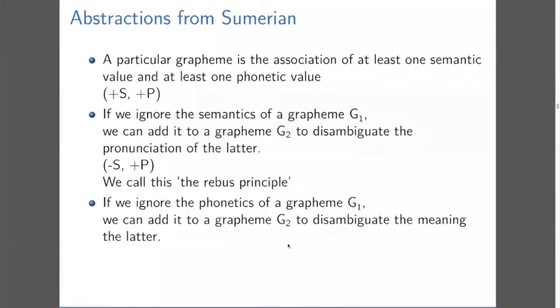And then on the other hand, if we ignore the phonetics of grapheme G1, we can add it to a grapheme G2 to disambiguate the meaning. So that's what we've seen in the raven versus fish example. And here we can say we've sort of turned off the P and we've left the S. And we call this second one semantic extension. Now I call it semantic extension because the meaning is always a change of meaning. You might be using the first process, the rebus principle, from going from one pronunciation to exactly the same pronunciation in a different morpheme. But the semantic determiners always will be associated with a change in meaning because two different morphemes in a language mean two different things by definition. Yeah. So that's a semantic extension.